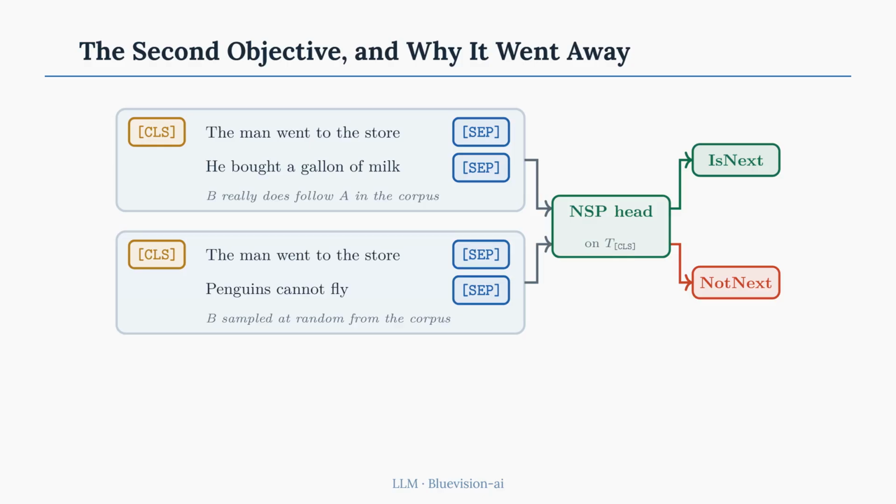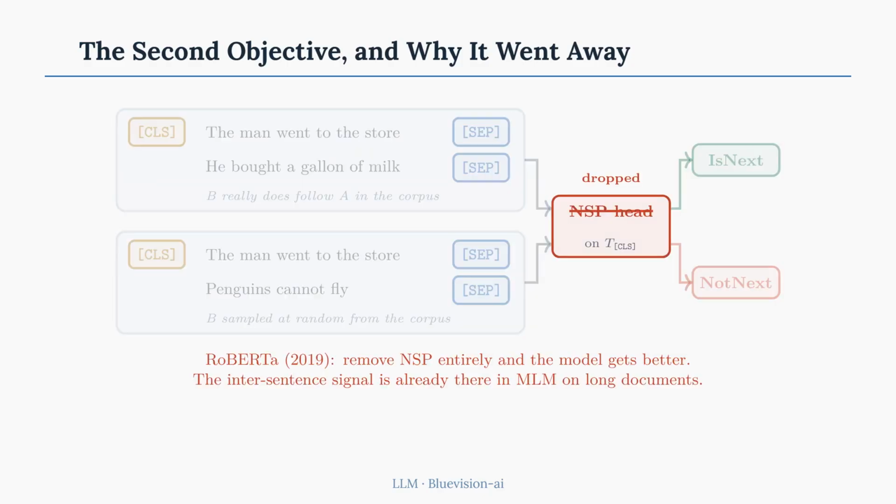Not next. Roughly half of BERT's training pairs were built this way, so the model saw as many fake continuations as real ones. The 2 rows differ in exactly one thing, where sentence B came from, and that one difference is the entire task. And then, a year later, this whole arm was deleted.